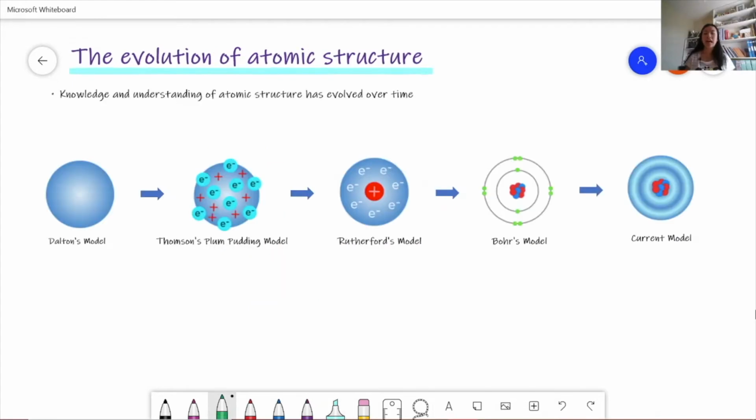So now we're going to look at the evolution of atomic structure. We need to know that knowledge and understanding of atomic structure has evolved over time. Firstly we have Dalton's model, and he said that all matter is made up of tiny particles which we call atoms, and he suggested that an atom was a tiny solid ball. And in his model, he said that atoms couldn't be broken down into anything simpler.